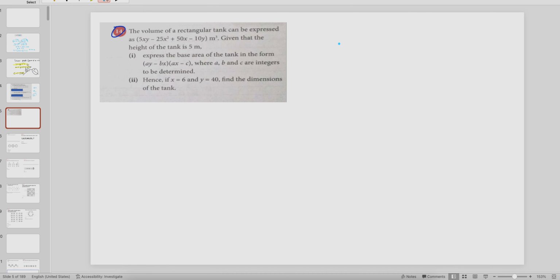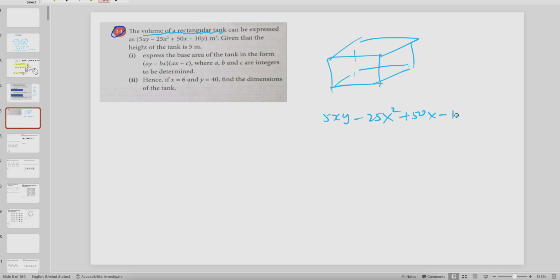Okay, so over here we're talking about the volume of a rectangular tank. A rectangular tank is basically a cuboid, right? Does it make sense? Yep. And it says the volume of this is this entire string of terms. Okay, so this is the volume.